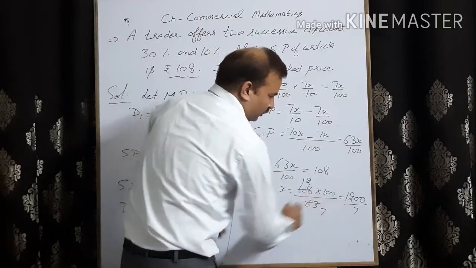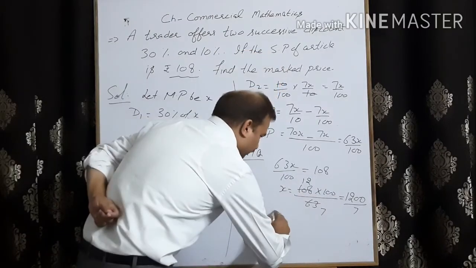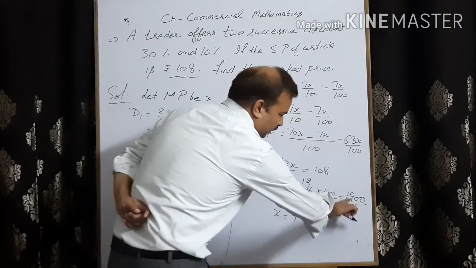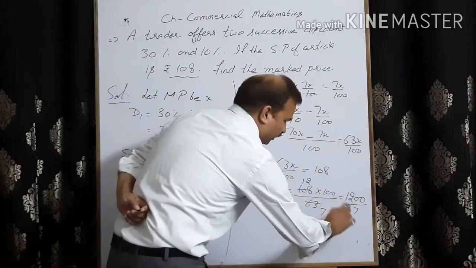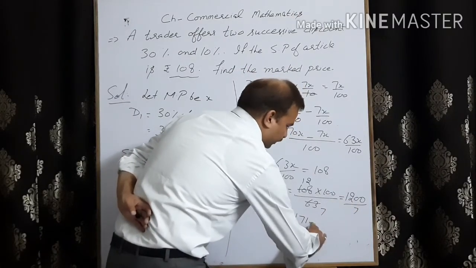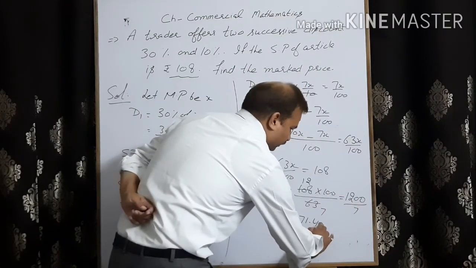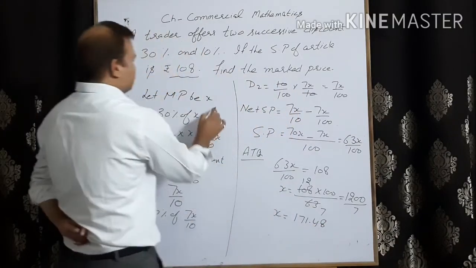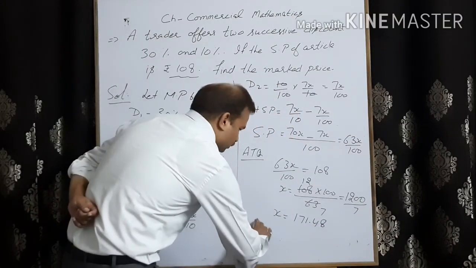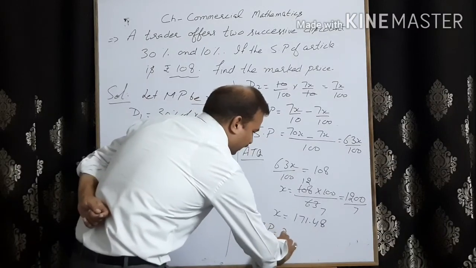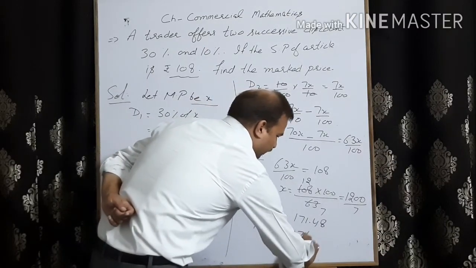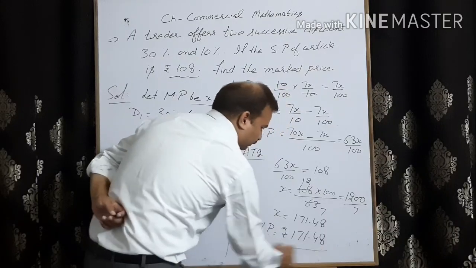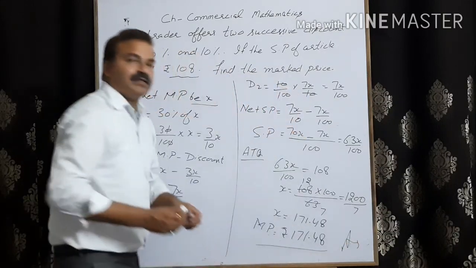Now when we divide 1200 by 7, 7 ones are 7, 50, 7 sevens are 49, and 1 7 ones are 7, and this is 4 and then 8. So what is this? X. And what is X? That is the mark price. So the mark price of the item is 171 rupees and 48 paisa. That is the answer.